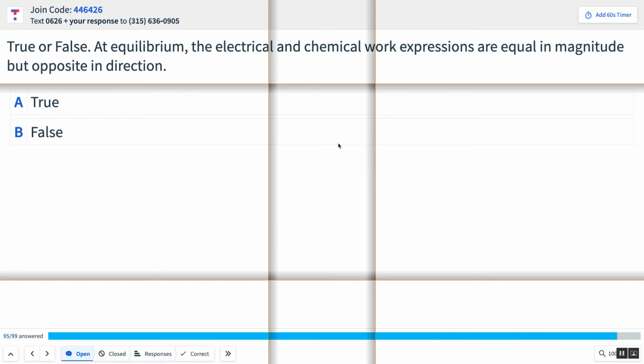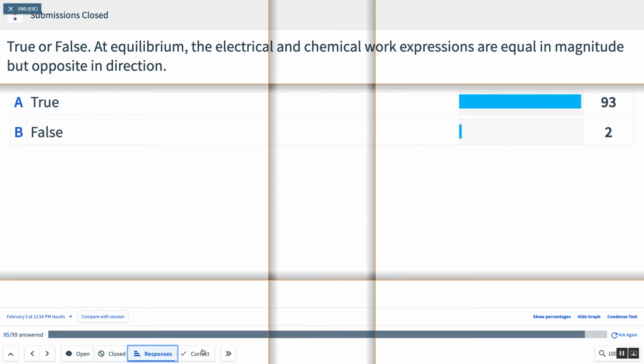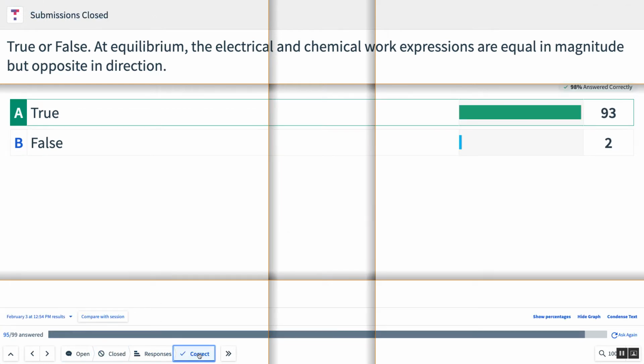All right, so go ahead and close this, and this is actually a true statement. All right, good job. 98% of you got that right. So when you've reached electrochemical equilibrium, that means that the electrical and chemical work are equal in magnitude but opposite in direction. That is absolutely true. All right, one more.